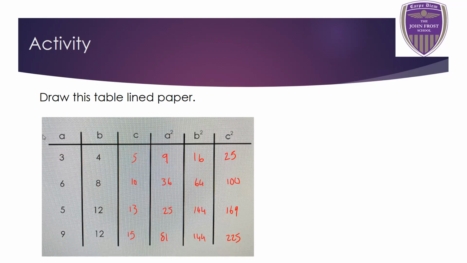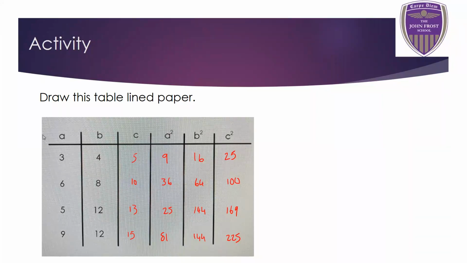Okay, welcome back then. So hopefully now you have filled in the rest of your table. So 6 squared is 36, 8 squared is 64, 10 squared is 100, and we got 5 squared 25, 12 squared 144, 13 squared 169, 9 squared 81, 12 squared 144, and 15 squared is 225.